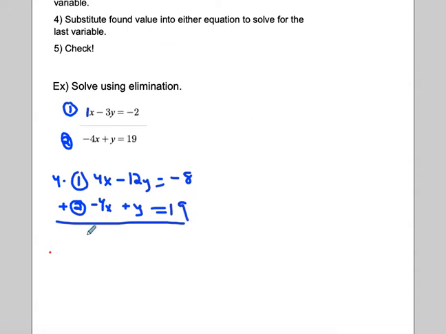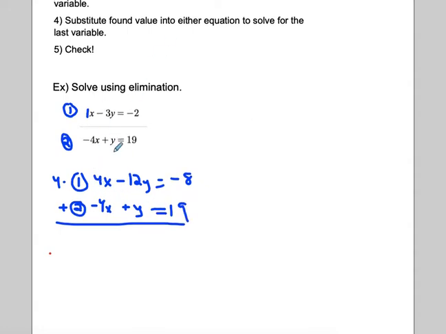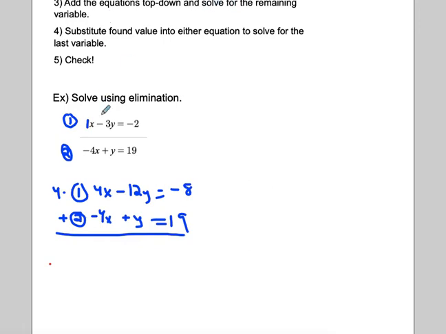And look at that. Now we can add them, so this is step 3 here, add the equations top down. So when we add these up, 4x and a minus 4x ends up being a 0x. And if you have 0x, you don't have to write that. So you can delete that if you want. Goodbye.